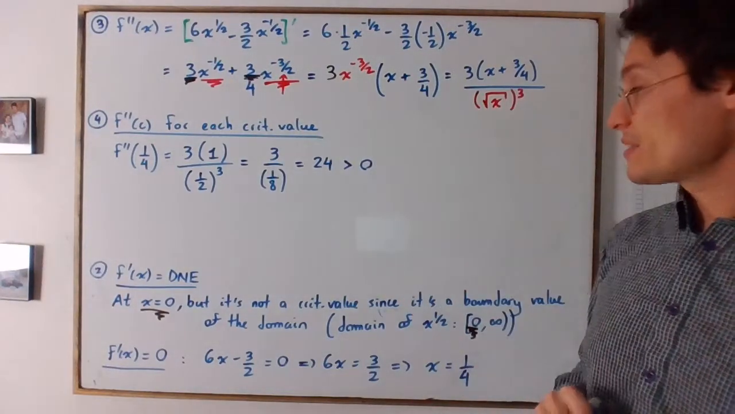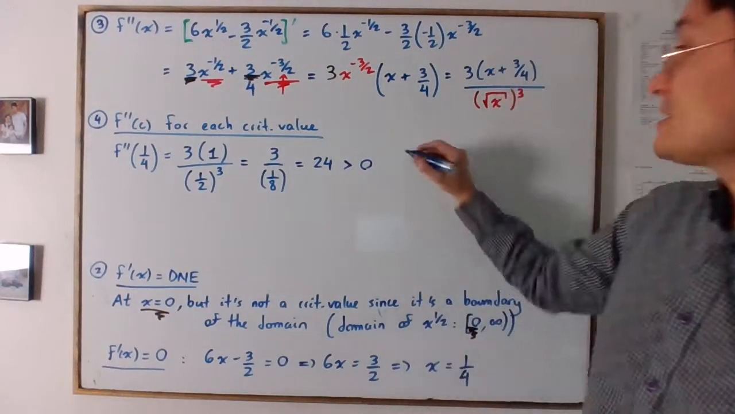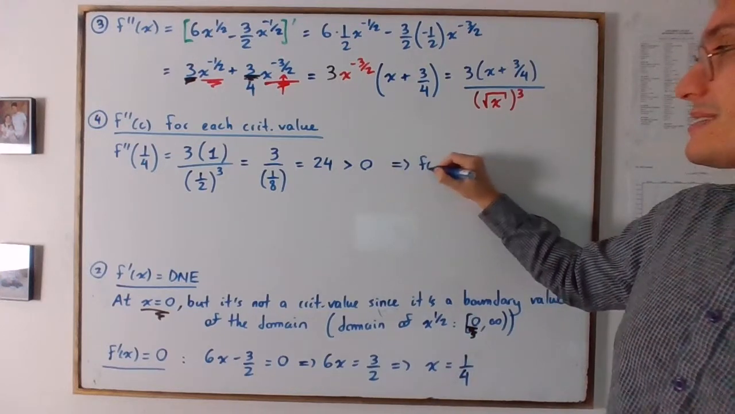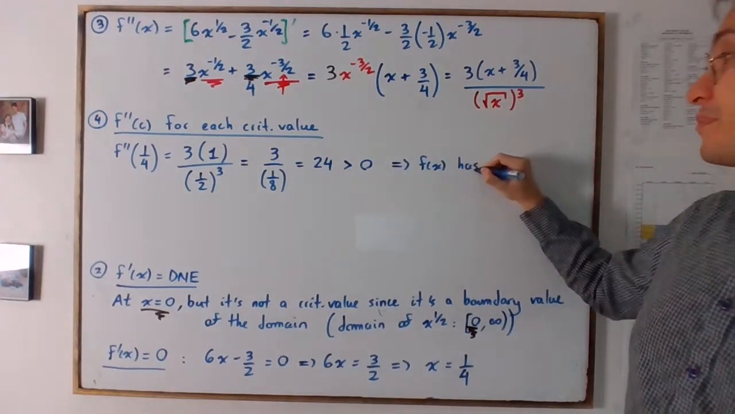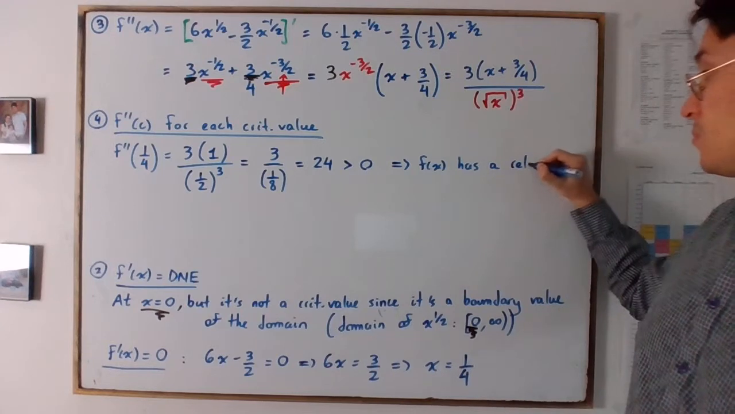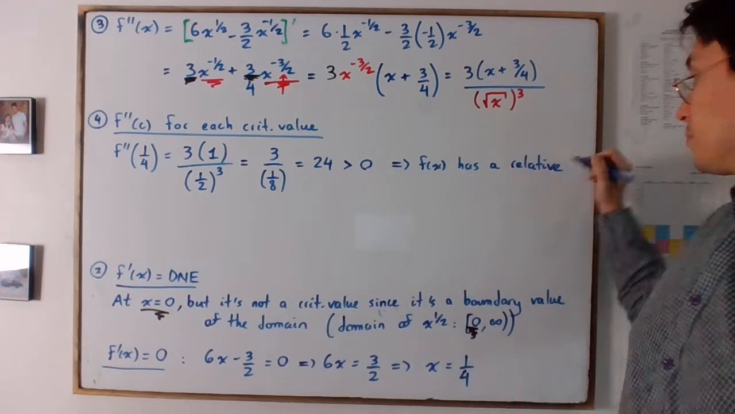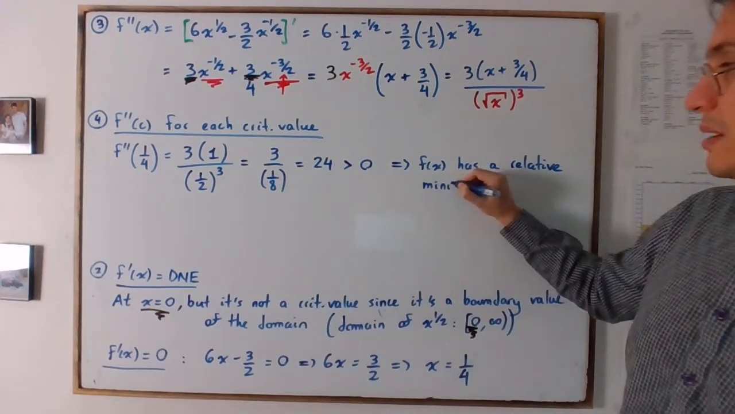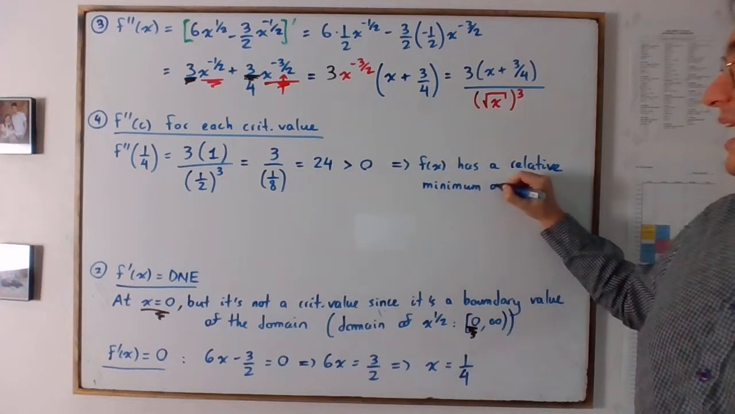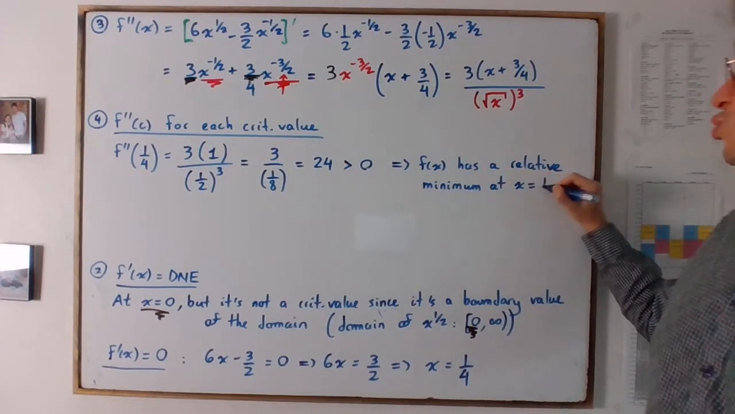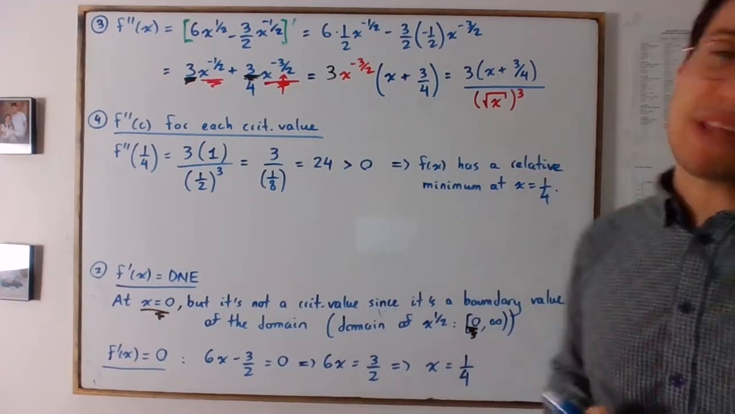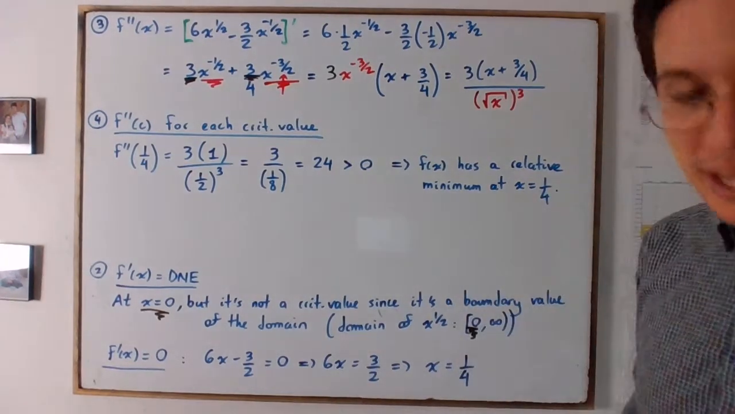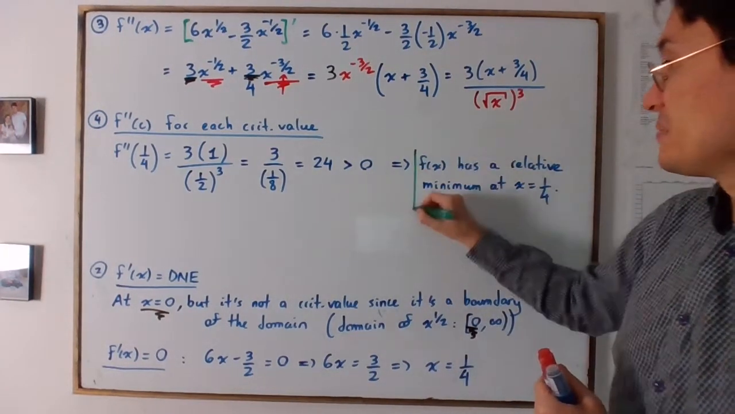And because the second derivative is positive here, it means that f of x has a relative minimum at x equals 1 over 4. And that's pretty much just what I'm expecting you to say. So this would be your final answer.